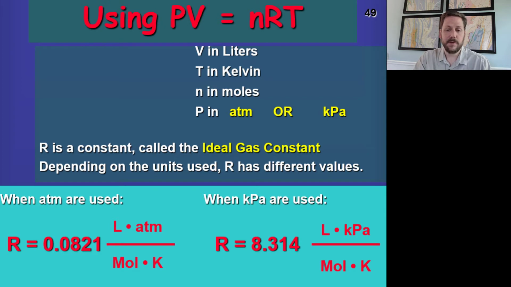For instance, if we rearrange the equation to solve for V, that would be nRT over P. All the units cancel except for liters. If we rearrange the equation to solve for n equals PV over RT, all of the other units cancel except for moles.